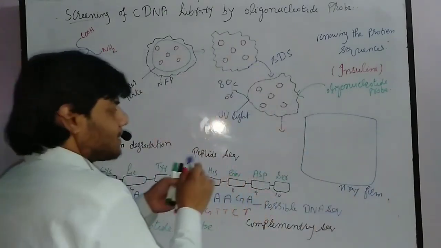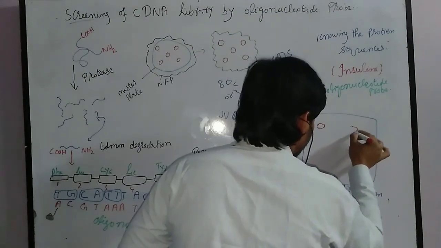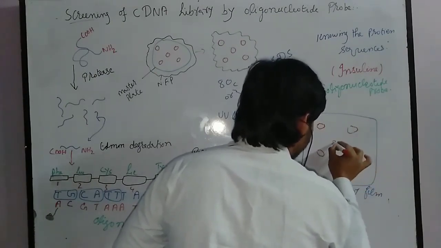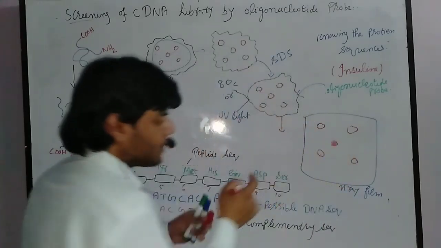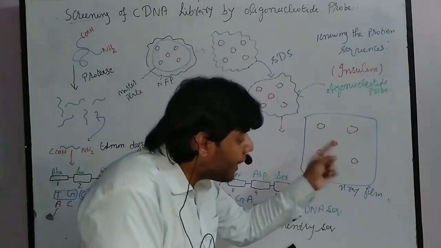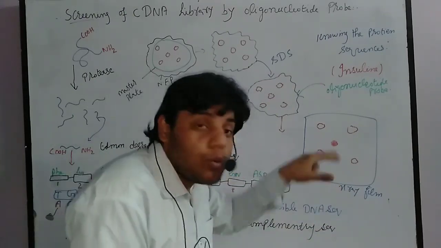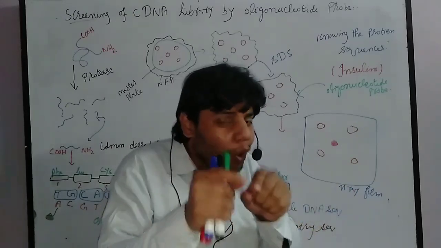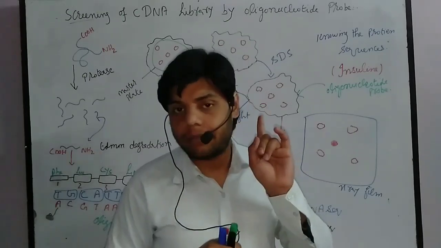So on the X-ray film, what do we detect? We detect that one of the colonies becomes dark, or one of the colonies becomes spotted, or it shows some signal, as you can see. And this signal shows that such a colony has all those vectors which have your target DNA. It is not the bacteria this time.